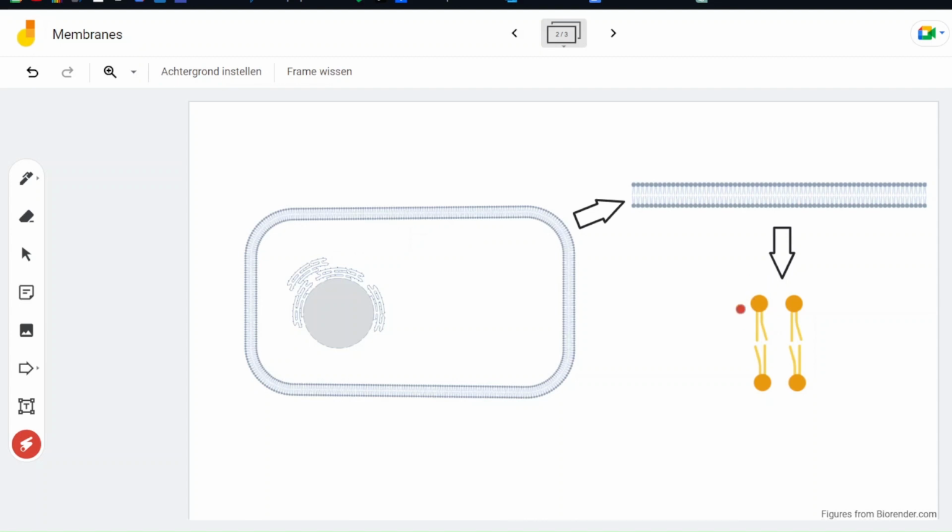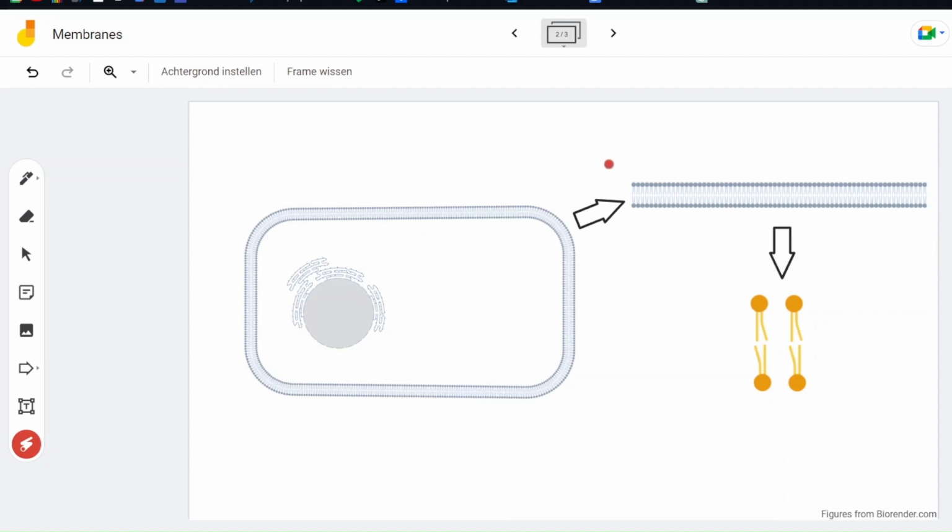The head is hydrophilic, which means if you look into the word, hydro means water and philic means love. So it loves water. And the tail is hydrophobic. Again, hydro is water and phobic means phobia, so it has a phobia for water. So what does it do? The heads orientate towards water substances, like for example the extracellular matrix and the cytoplasm, and the tails orientate towards each other because they hate water, and that's why we have a bilayer.